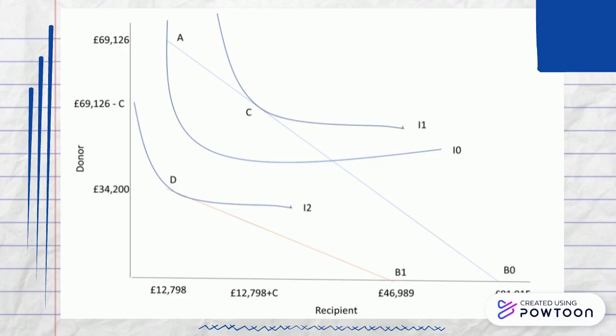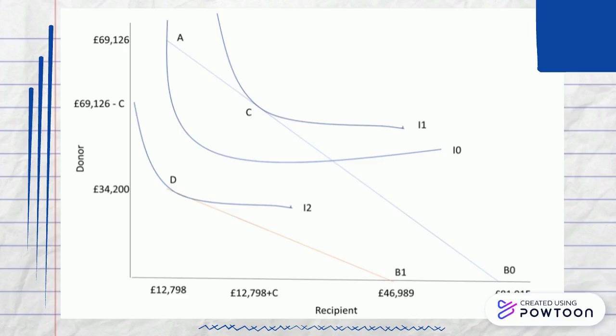in which case they will have £1 less than £69,126 for every £1 they donate. Hence, the budget constraint here, labelled B0, represents the possible amount the donor can give the recipient. If the individual keeps all their income, they end up on the indifference curve I0.